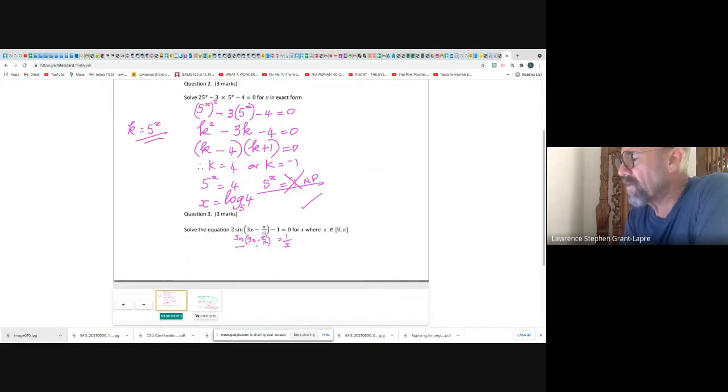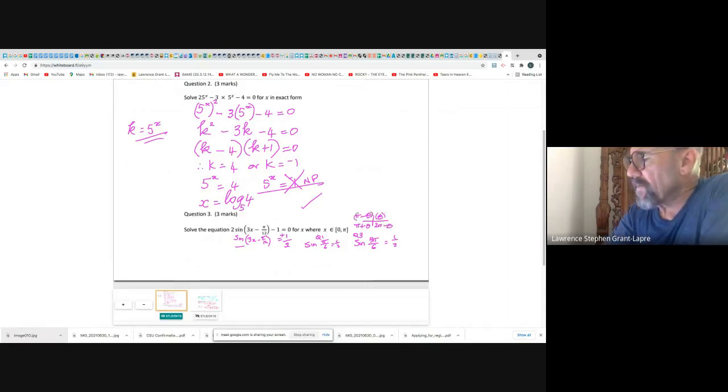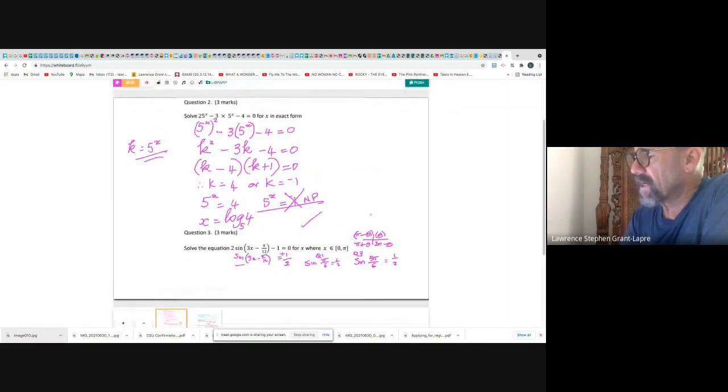Now in quadrant 1 and quadrant 2, sine is positive. So we're dealing with sine of pi over 6 is a half, and sine of pi minus pi over 6 is a half. Okay, so we've got theta, pi minus theta, pi plus theta, and 2 pi minus theta, and we're just dealing with quadrant 1 and quadrant 2. Now, this bracket is going to be pi over 6 or 5 pi over 6.